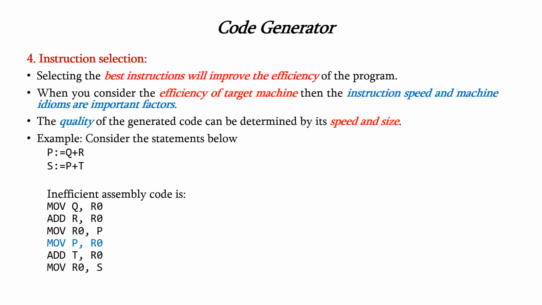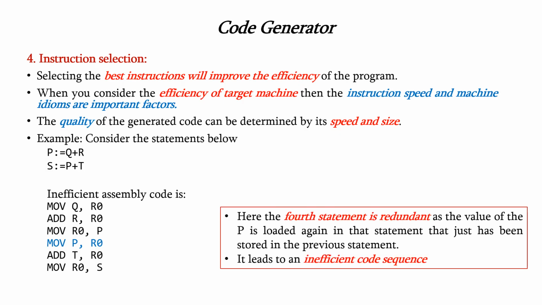Then in the second statement we need the value of p again. So we move the p value again to register R0 and add it with t, and the result is stored in R0, and finally we move it to s. This is inefficient because the fourth statement is redundant, as the value of p is loaded again in that statement, which has just been stored in the previous statement. This leads to an inefficient code sequence.